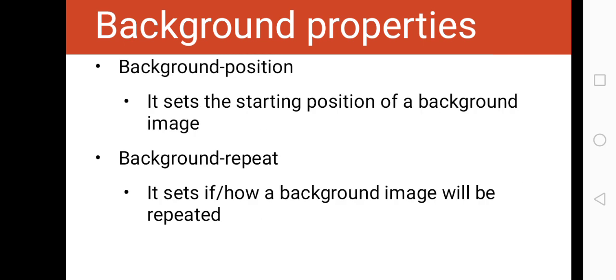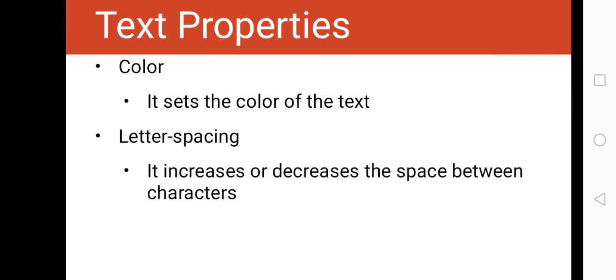Background position, you are setting whether that specific background will be found at the starting position, at the start of the loading or the usage of a specific web page. Next is background repeat, which sets whether the specific background image will be repeated every time that you are using or accessing that specific web page. Our next category of CSS property is text property.